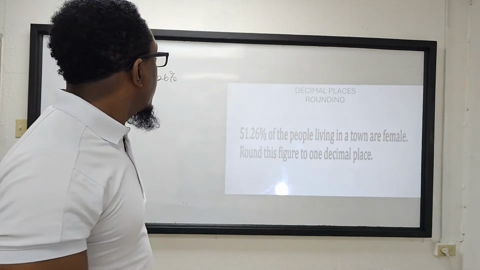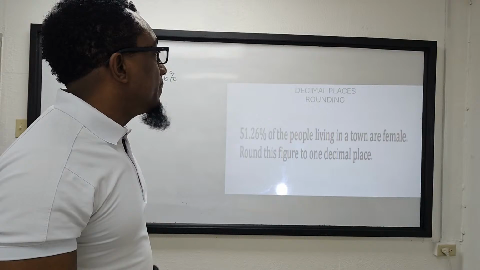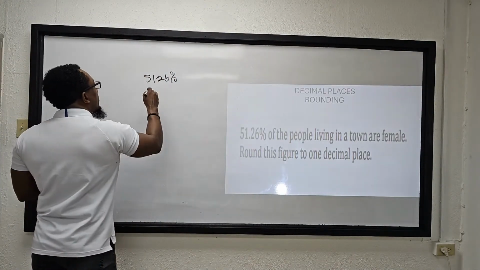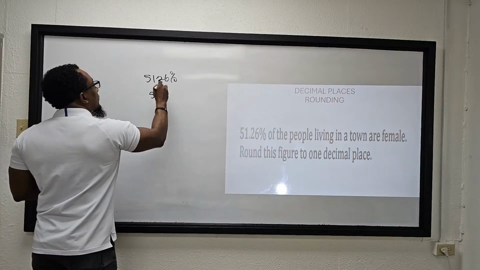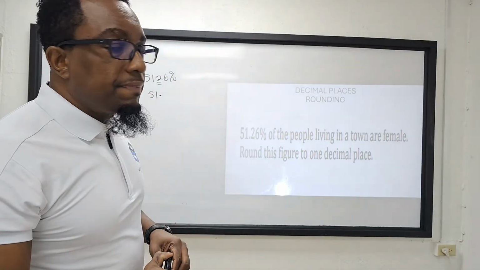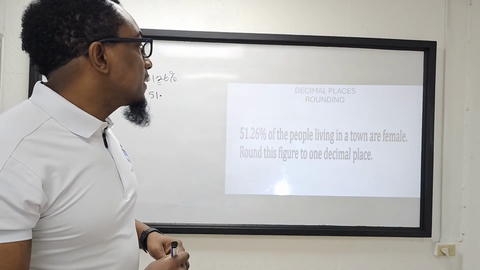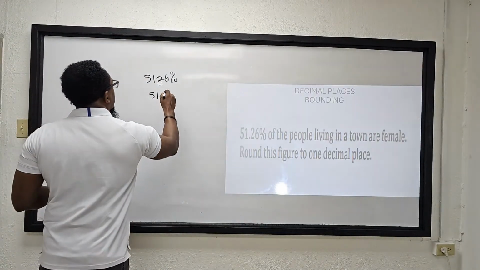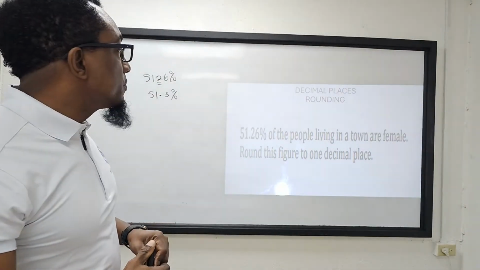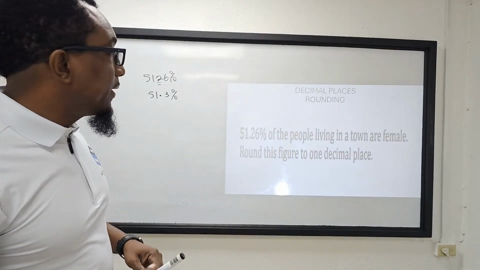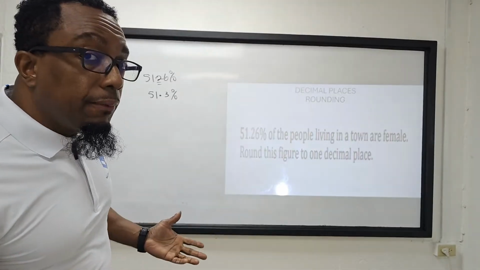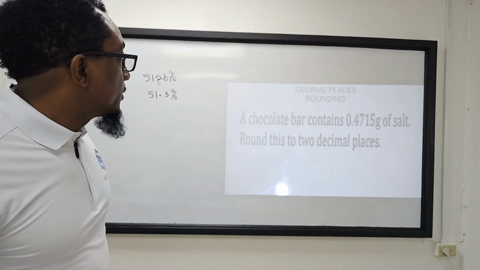So to round that figure to 1 decimal place, that will be what? I count 1 place after the point, which is my 2. I look at the number immediately after, which is 6. Once it's 5 or more than 5, I add 1 to that 2 to become 3. So 51.26% becomes 51.3, rounded to 1 decimal place. Yeah? Straightforward. Simple approximation.